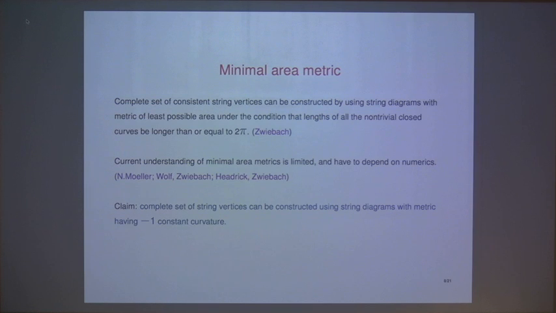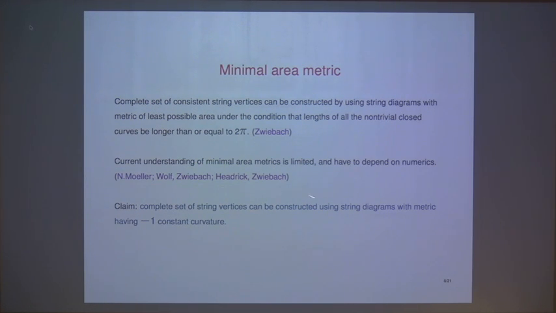To construct a consistent closed string field theory, you have to construct the complete set of string vertices. Using minimal area metric, you can do that. Minimal area metric is a specific metric that you introduce on a string diagram that has the least possible area under the condition that all the non-trivial closed curves must be longer than or equal to 2 pi.